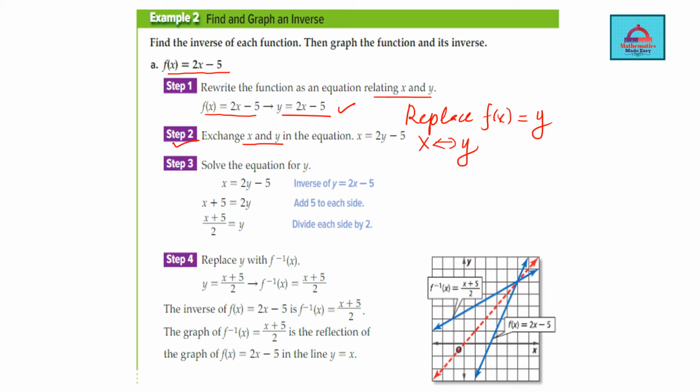Where there is y, put x. Where there is x, put y. Exchange them both. And then you solve the equation for y. Convert it and find the value of y. So y comes out to be this expression.